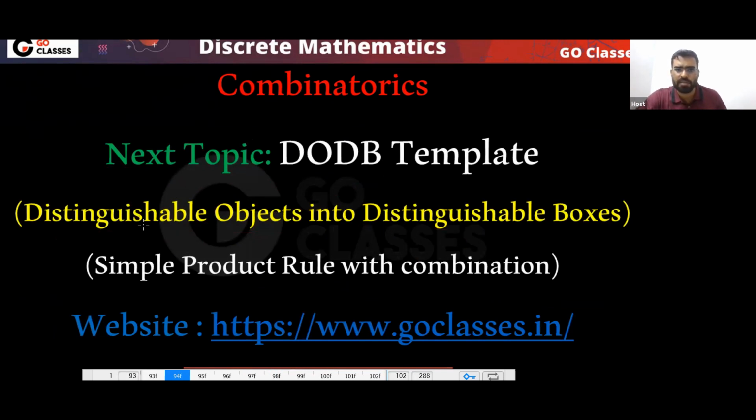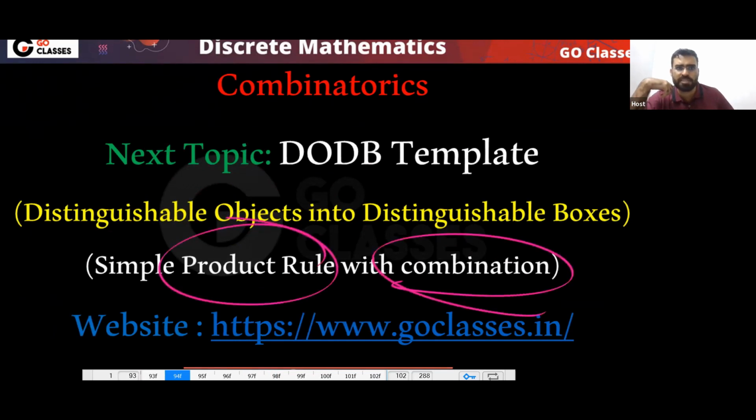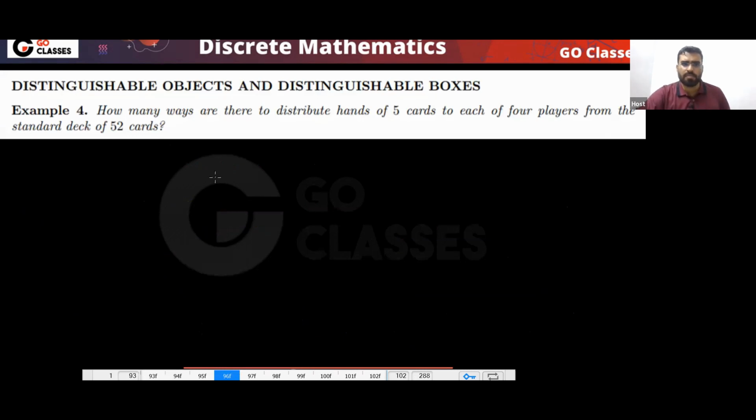Distinguishable means different. This DODB template is the most simple template. There is nothing more simple than this. This is your normal product rule with combination. You apply the product rule with the combination. This is your DODB template. Very simple. For example, solve this question.